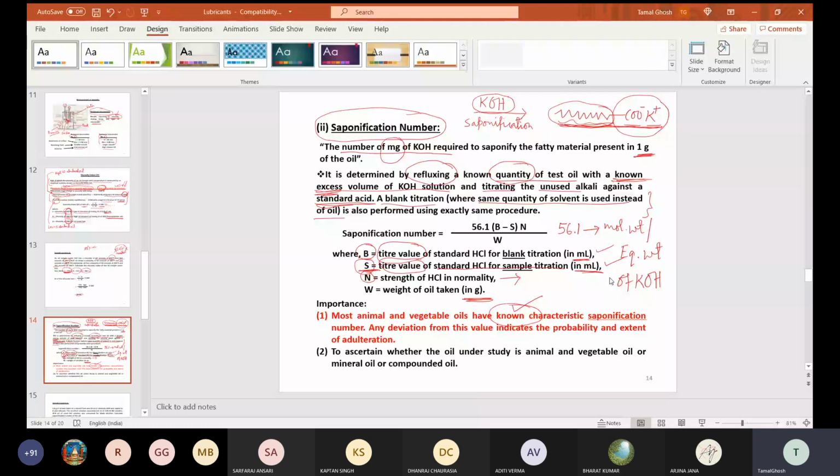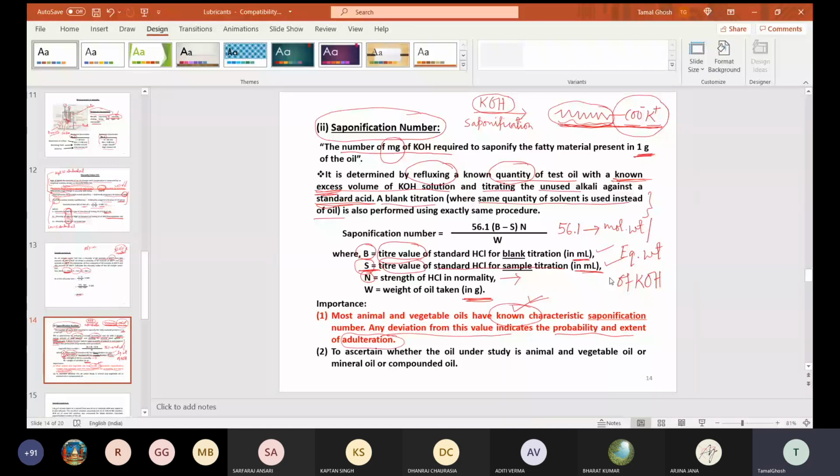It is already existing. Now, if you do the experiment with your apparatus on an unknown oil and find the saponification number, and if you find any deviation from this value, that indicates a probability and extent of adulteration. Adulteration, in a simple way, is basically an unusual or unnecessary mixing, or impurity mixing, with the substance. That is called adulteration.